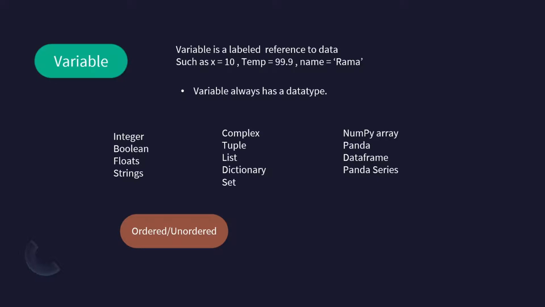Variables could be ordered or unordered. Ordered means it has an index. That means you can say, okay, this is the first element, that is the second element, third element, like that. That means it has an index running through its elements. That is ordered. If there is no index, that is unordered. In a set you cannot say this is the first element of the set, that is the second element of the set. That's why set is unordered, whereas list is ordered.